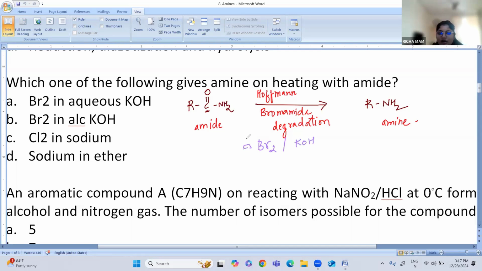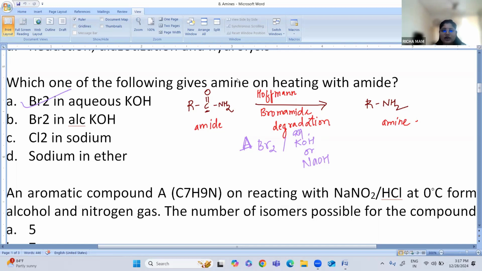When you heat your amides in the presence of bromine and KOH, or you can use NaOH, you're going to use aqueous NaOH or KOH, not alcoholic. You're going to get amines with a lesser number of carbon atoms than in the reactant. So which is the answer? It is option number A, bromine and aqueous KOH.